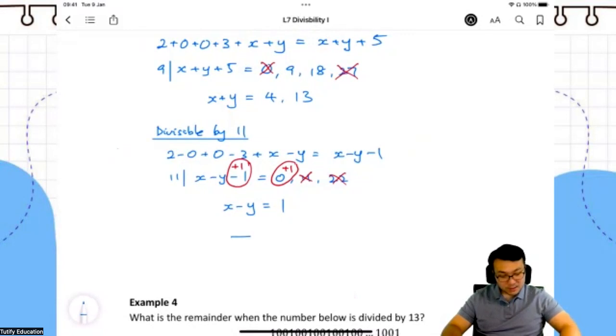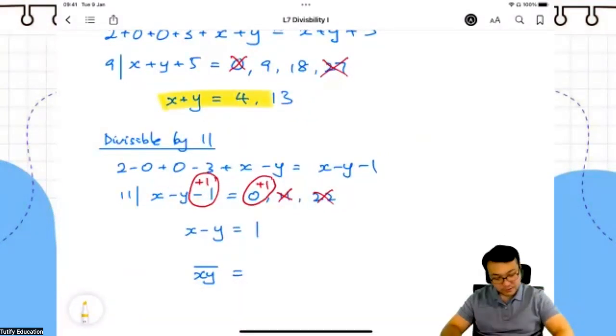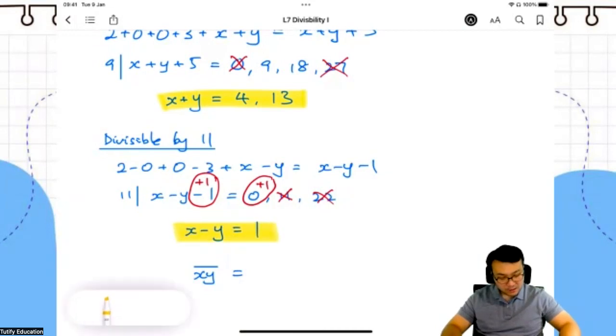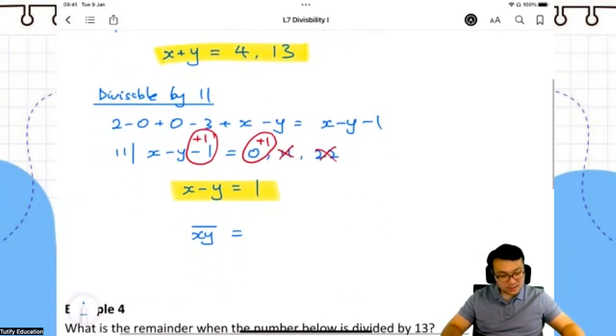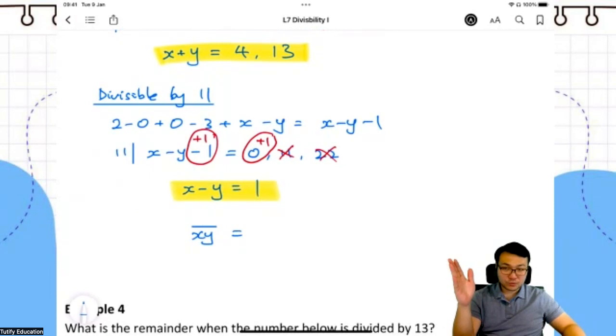So can you tell me what are the 2 digits x and y? You look at all the conditions that we have. This condition and this condition. What is x, what is y? When you add them up, x plus y, you either get 4 or 13. But when you subtract them, x minus y, you're supposed to get 1. Think of a number that can fulfill these conditions. If anyone knows, can you all type it in the chat? What is xy?